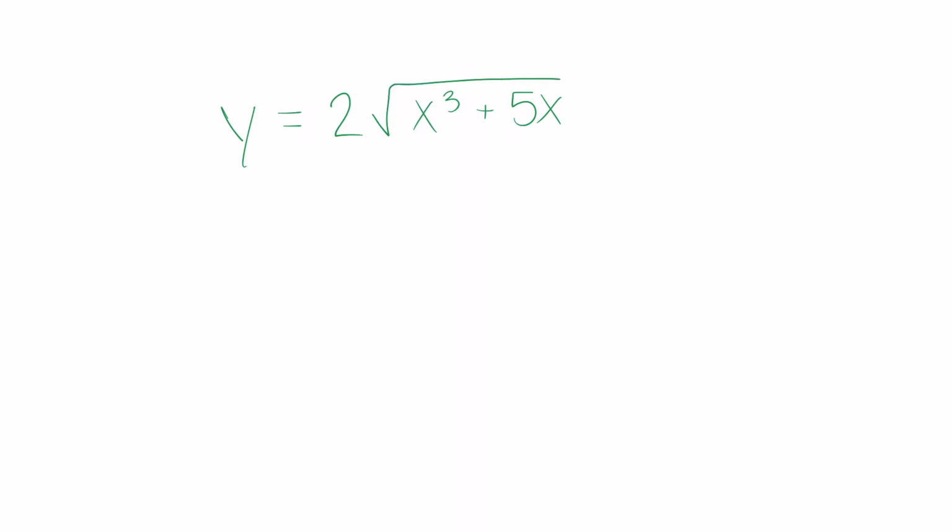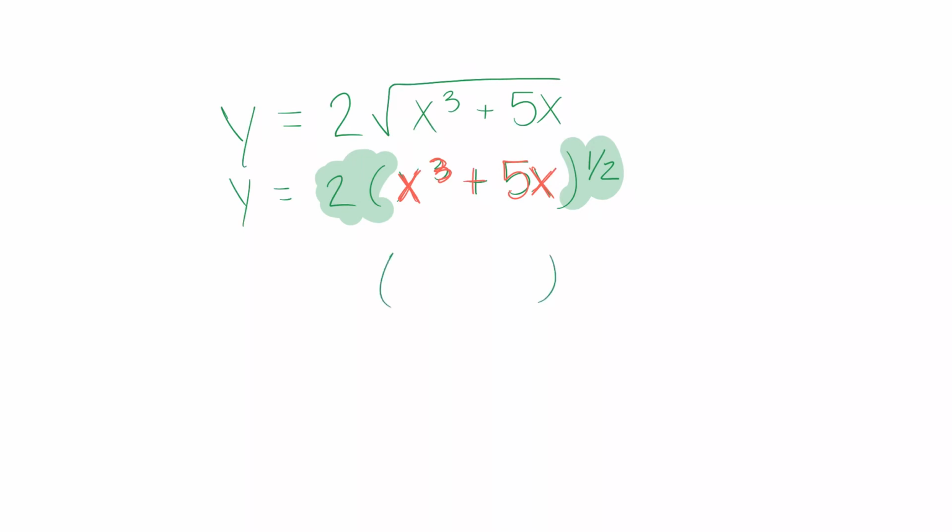This is chain rule. If I rewrite this in exponent form, I turn that into a half. I need to figure out where my inside is. My inside is literally inside, x cubed plus 5x. So right now, I'm just going to focus on the green. The green is my outside. What is the derivative of something to the 1/2?